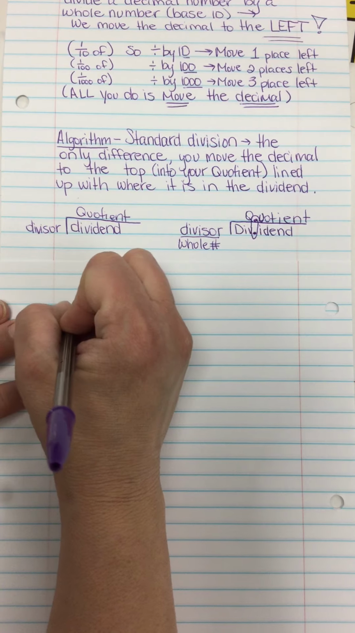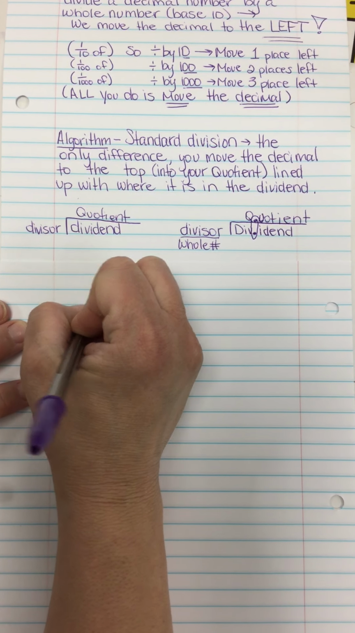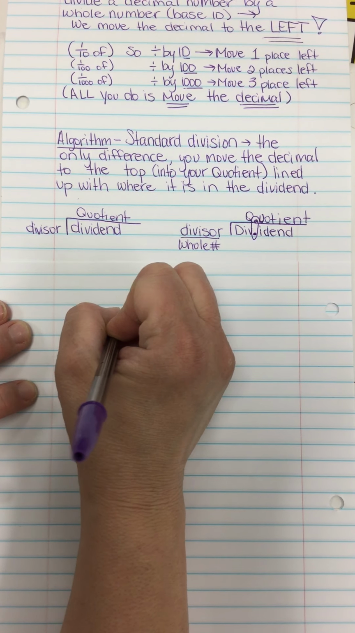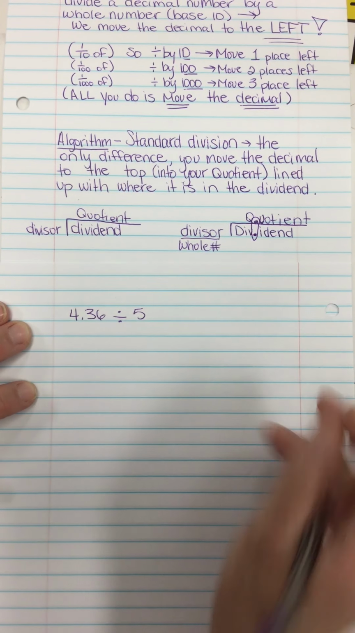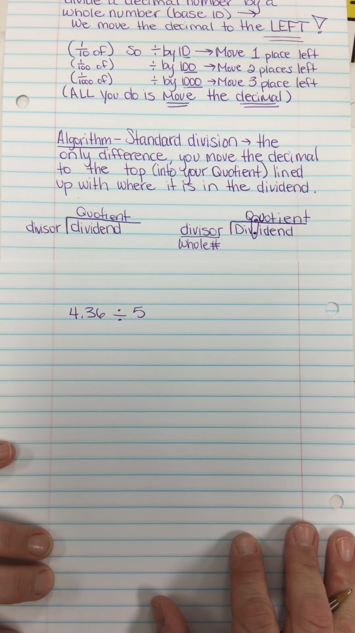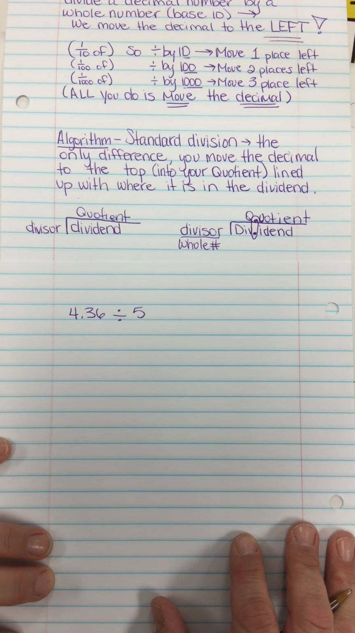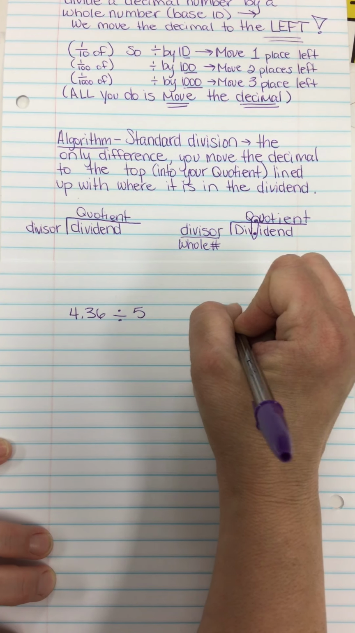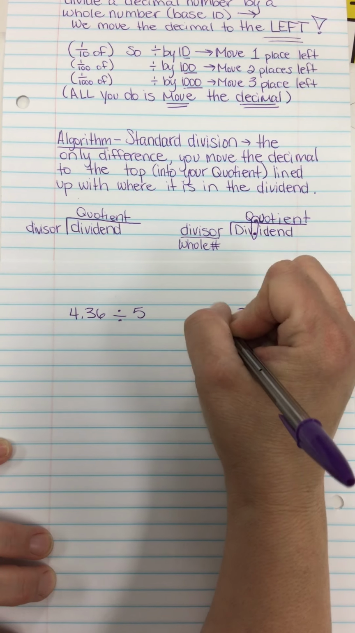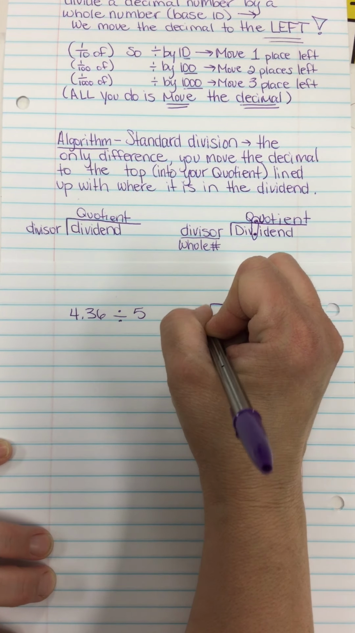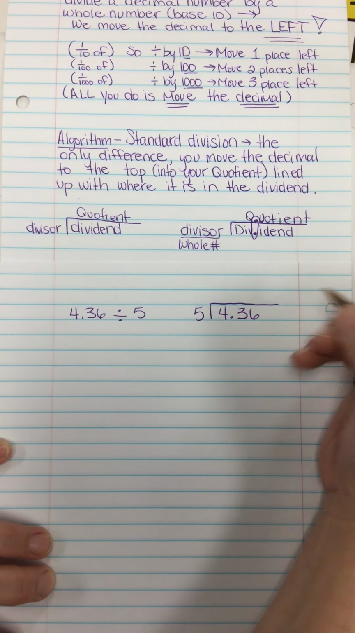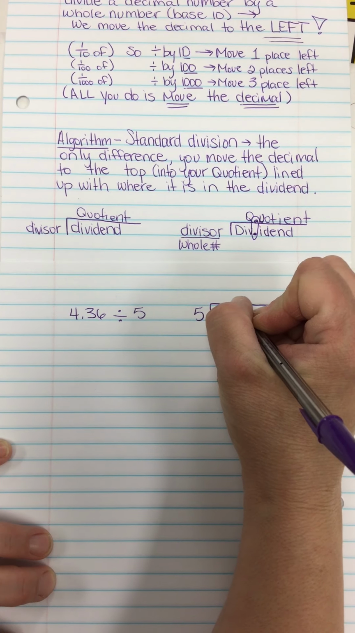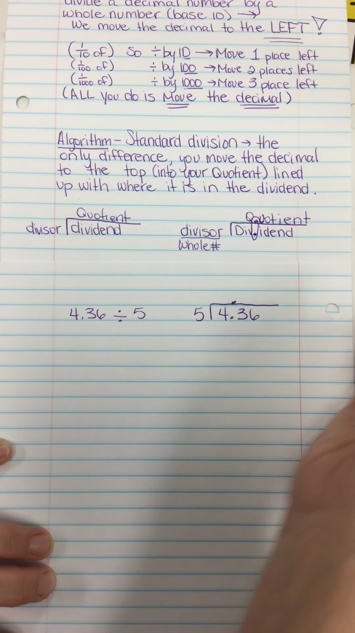So if I want to take 4.3600 and I'm going to divide it by, we'll just start with 5. Okay, here's the one thing that you have to remember. Well, 2 things actually. 4.3600 divided by 5. Okay, that's how you write it properly. Bring the decimal to the top. That's the first thing you need to know.